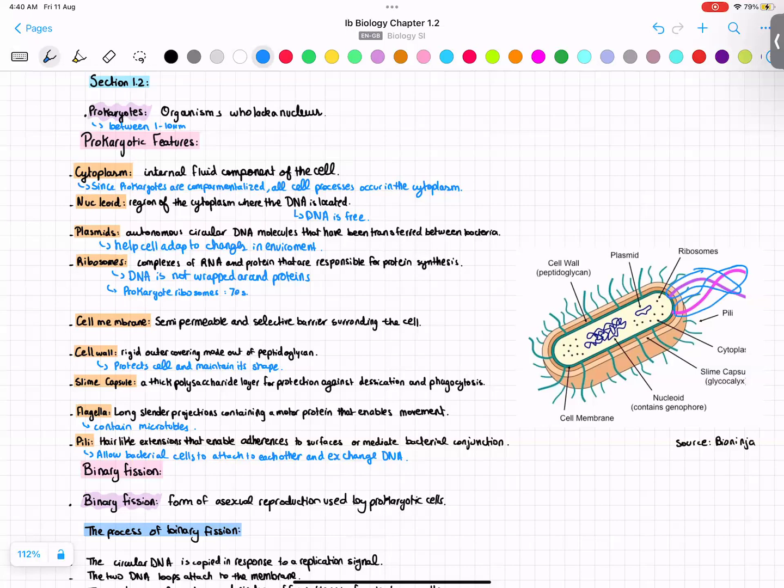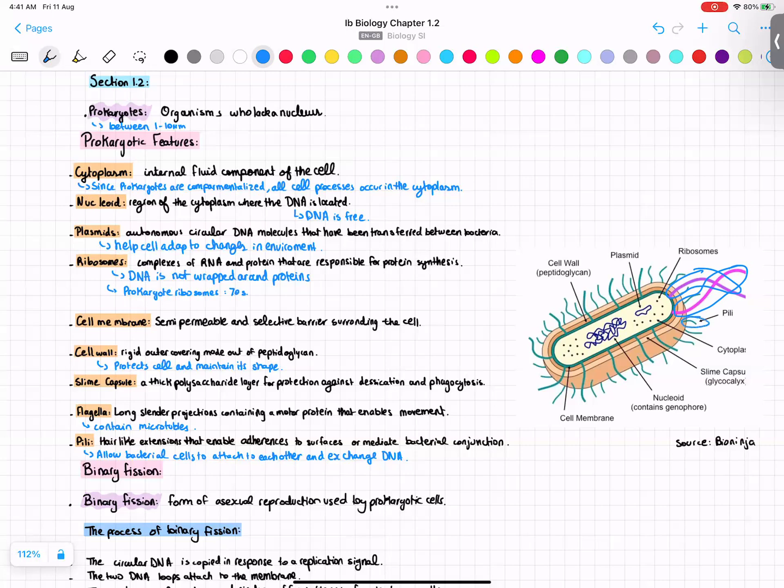And then you have the pili. The pili look like hair. They're hair-like structures, and they enable adherence to surfaces or mediate bacterial conjugation. Basically, they allow bacterial cells to attach to each other and exchange DNA. This is what the pili do. This is the pili. You can actually see they look like hair.